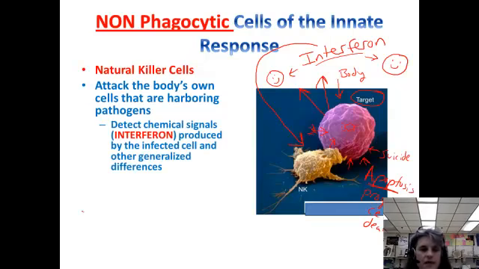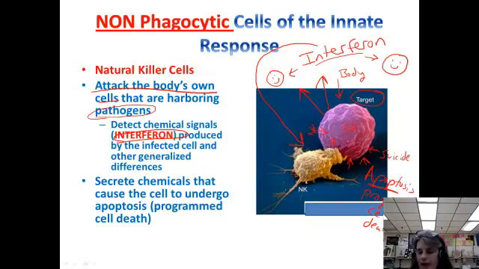So natural killer cells then, their job is to attack the body's own cells that are hiding pathogens inside of them. And chemical signals made by the target cell, the body cell, called interferon, are going to alert the natural killer cell and other body cells that there is a problem. And then the natural killer cell will secrete chemicals onto the target cell that strongly suggest to it that it just needs to kill itself. It just needs to do itself in. And that's apoptosis, programmed cell death.